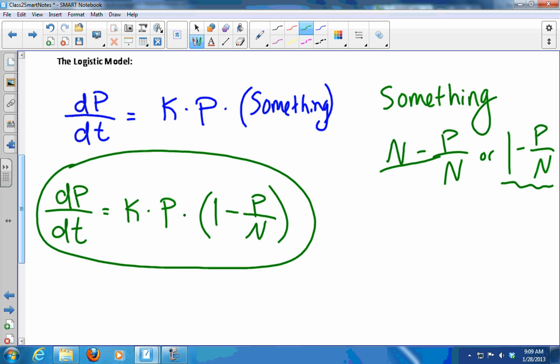So there's a general solution, a solution to the logistic model. Now, finding an analytic solution, sorry, this is not a solution, this is just the model. Finding an analytic solution to the model, like with the Malthusian model, is much more difficult. We can't just guess and check and come up with something here.